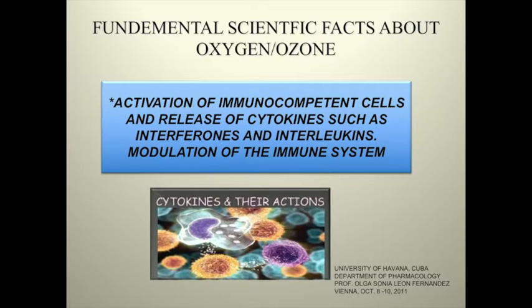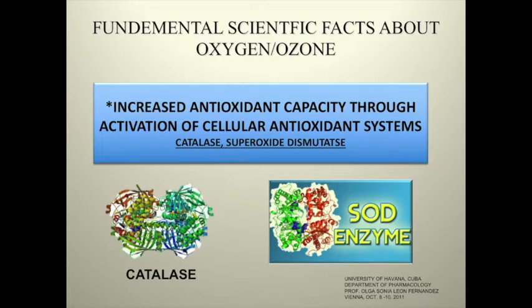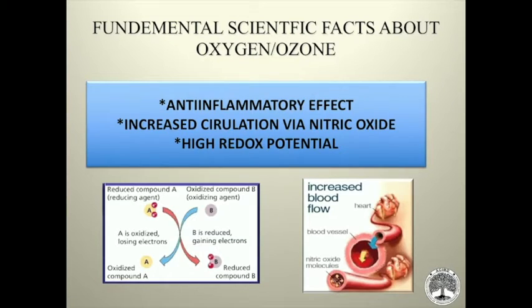Well, what is modulation of the immune system? It has a unique property. If something is inflamed, it brings it back down into homeostasis. If something is underactive, where the immune system is not functioning, it upregulates the immune system. Incredible properties there. So we do get increased antioxidant capacity through activation of the antioxidant systems at the cellular level of healthy cells, things called catalase, superoxide dismutase, glutathione, etc. Okay, and it has wonderful anti-inflammatory effect.